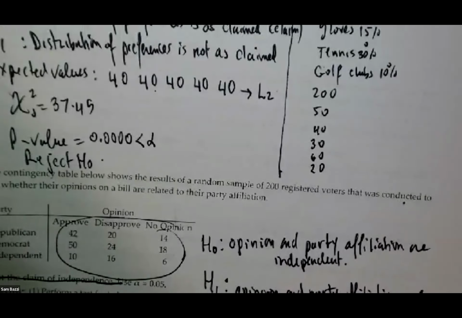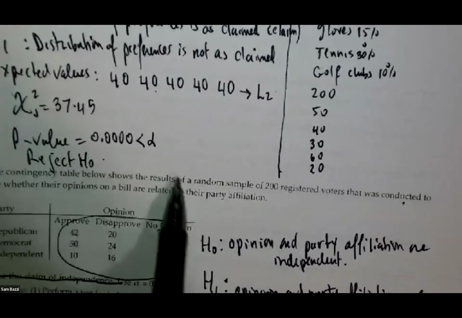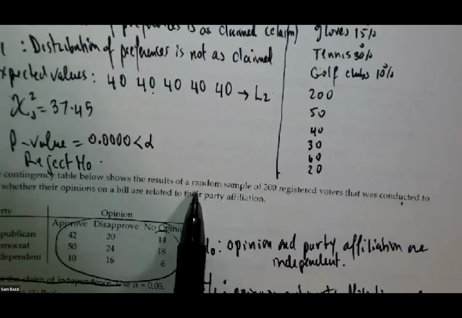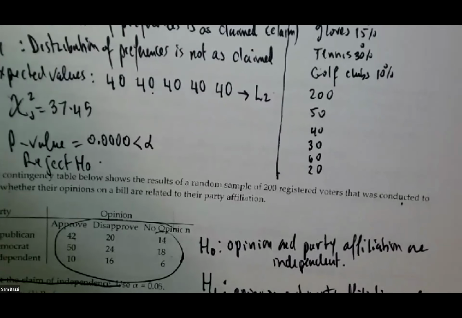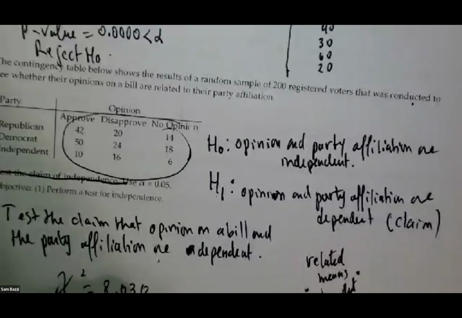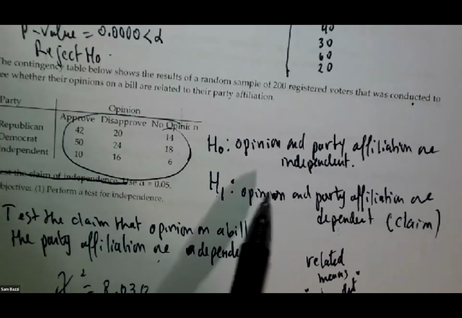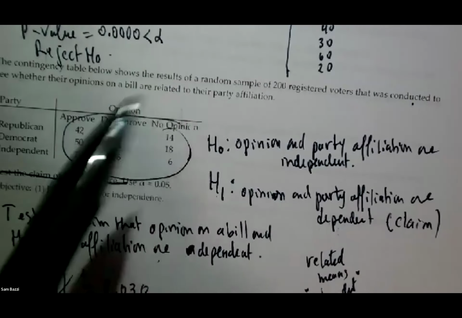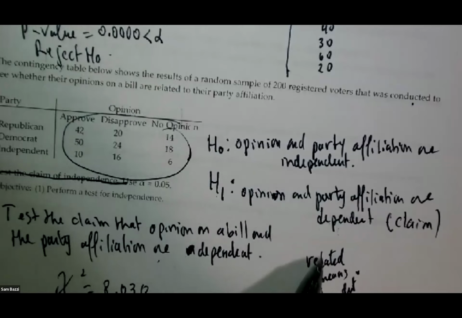So we did dependent, which is actually speaking to the question. To be honest with you, I didn't read this carefully. I didn't see it until now. But we ended up testing exactly what they want us to test. So again, there is not enough evidence at the 5% level of significance to conclude or to support the claim that opinion on a bill and party affiliation are dependent, or you can use the word related. It doesn't matter, as I told you.